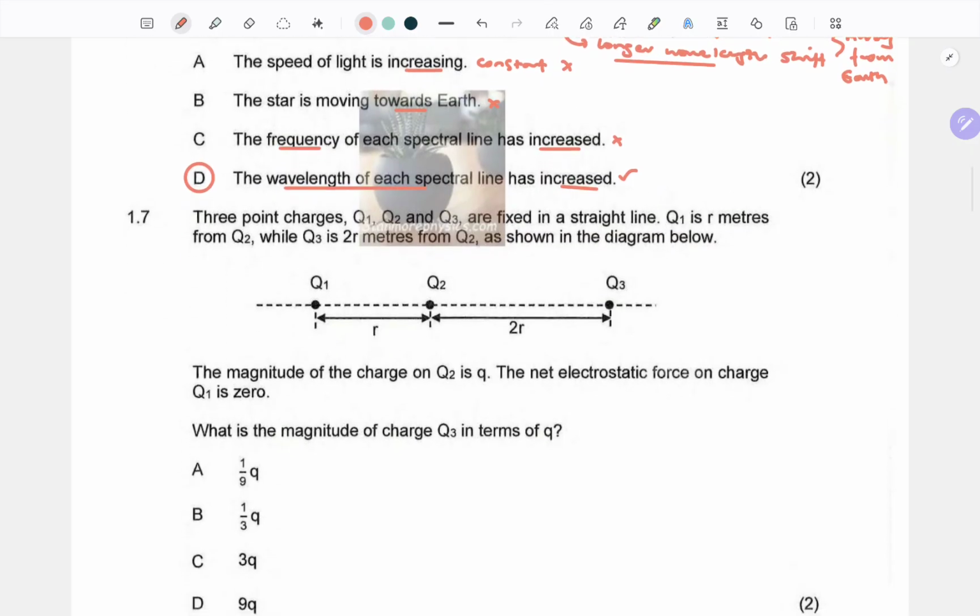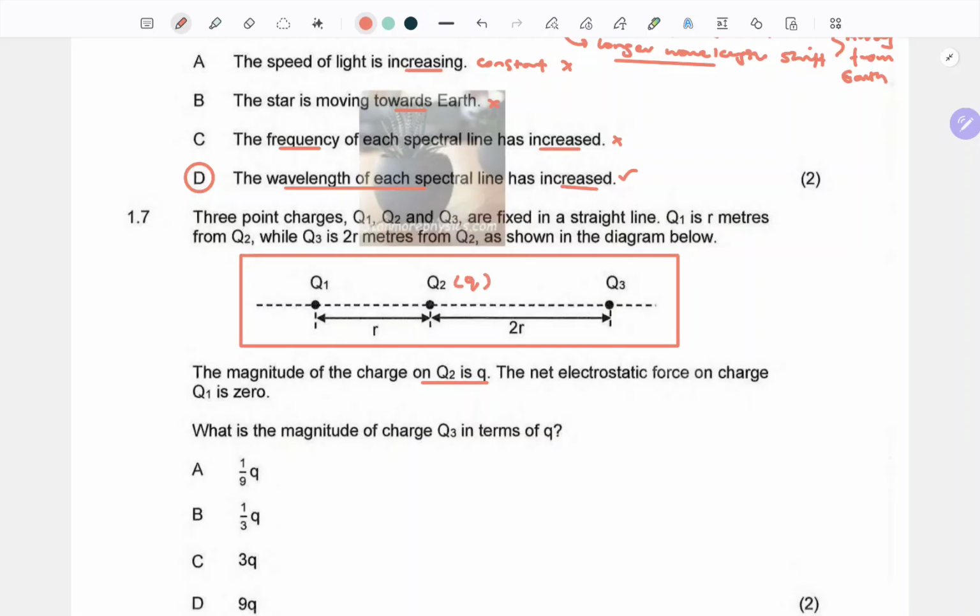Right. Now, we've done that, we move on. Now 3-point charges Q1, Q2 and Q3 are fixed in a straight line. Q1 is R meters from Q2, while Q3 is 2R meters from Q2, as shown in the diagram. Again, folks, when the sketch is not provided, to win in physics, one needs to imagine the structure and draw the actual sketch. It becomes a lot easier to perceive what could happen and what is unlikely to happen. Now, the magnitude of charge Q2 is small letter q. Good.